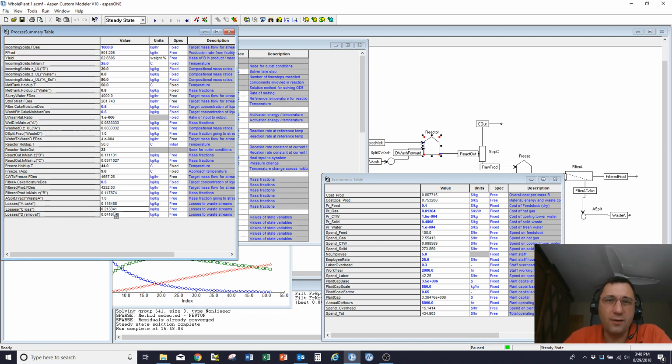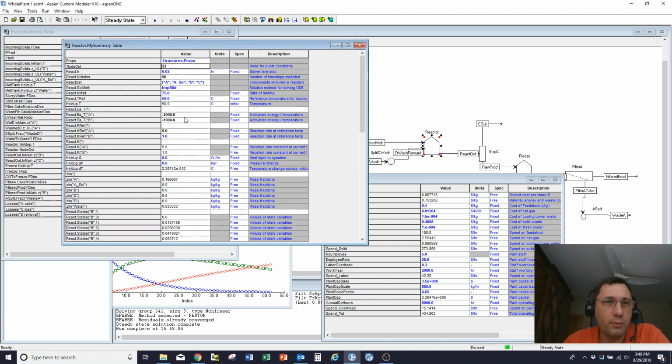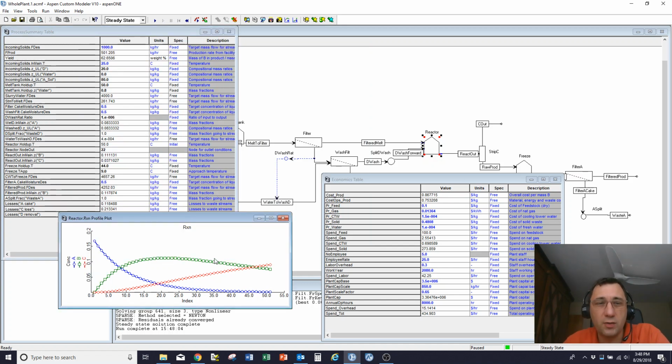Okay, if I look at my reaction parameters, you see my activation energy for the second reaction is less negative than for the first one. So that means if I can raise my reactor temperature, I'll speed all the reactions up, but I'll speed the A goes to B reaction up more quickly than the B goes to C.